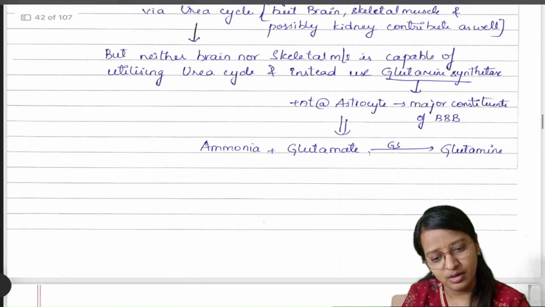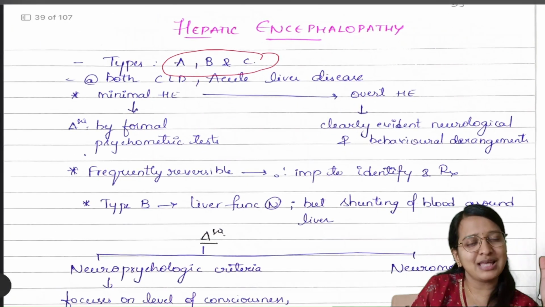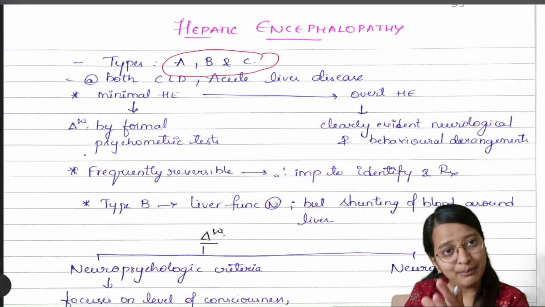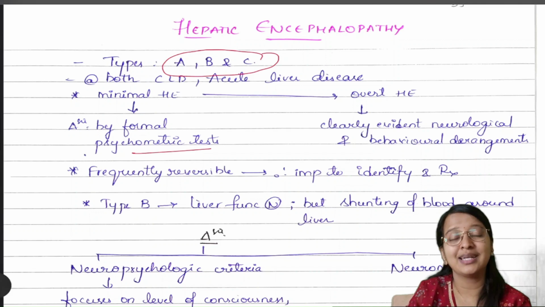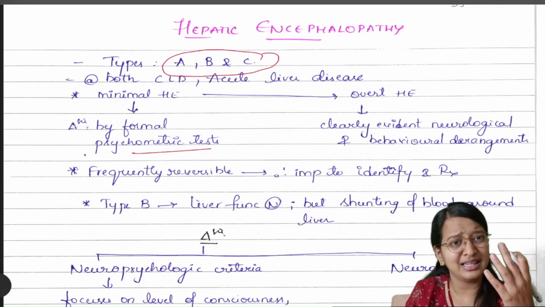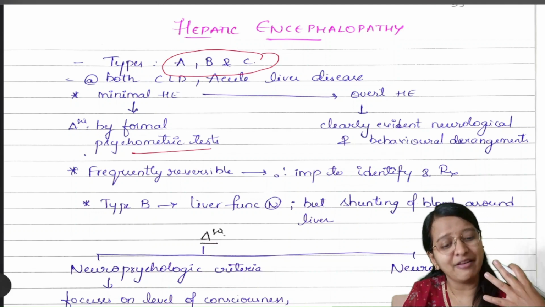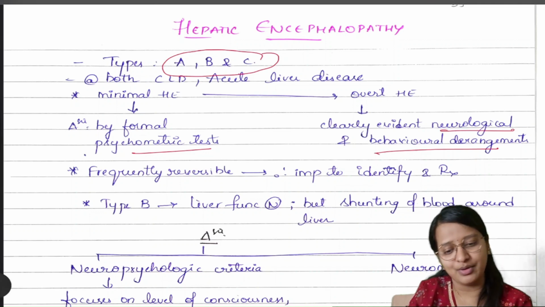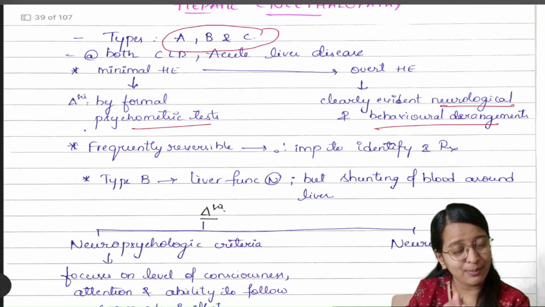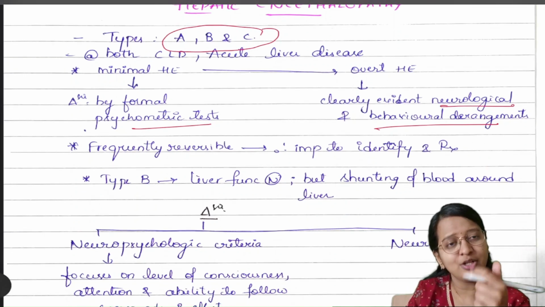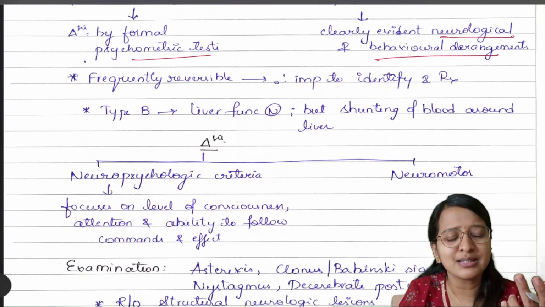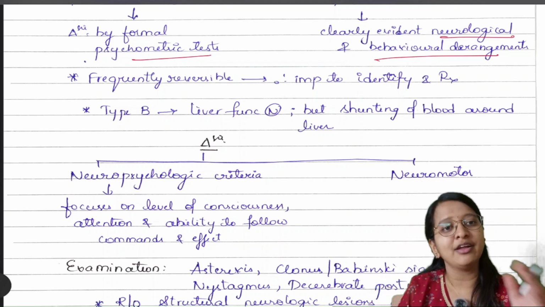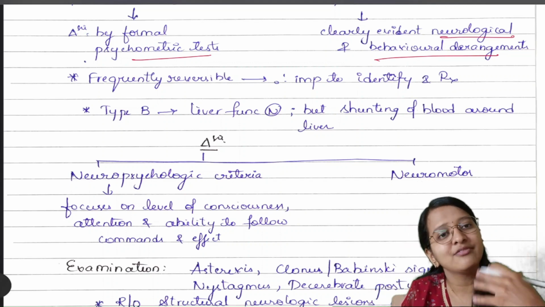So what is the spectrum of this hepatic encephalopathy? It may range from minimal to the overt. In the minimal, we can diagnose only by psychometric test, but in overt hepatic encephalopathy, the symptoms and signs are clearly evident. There will be neurological and behavioral derangements in the person. And this hepatic encephalopathy might present in acute liver failure or chronic liver disease. And the main thing is it is frequently reversible. So we have to be vigilant. If we diagnose it fast, we can reverse it fast.